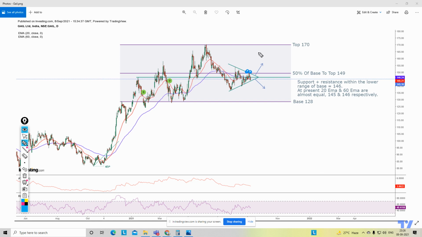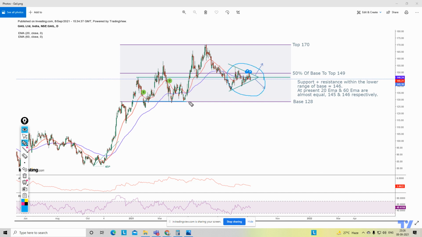In GAIL, the stock has made a symmetrical triangle pattern, which is also known as a bilateral pattern. What does bilateral pattern mean? Either it can give us the breakout or it can give us the breakdown, right? Either side move is possible, so those patterns are called bilateral patterns. Therefore, GAIL as of now is in a perfect symmetrical triangle pattern.